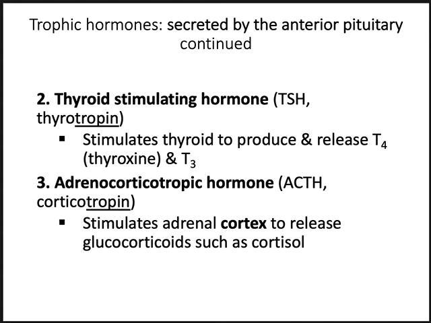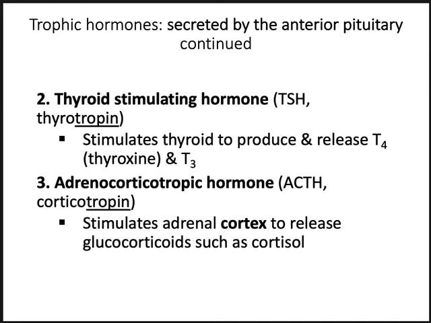Okay, trophic hormones secreted by the anterior pituitary in addition to growth hormone. There's thyroid stimulating hormone. There's adrenocorticotropic hormone. Adrenocorticotropic hormone is abbreviated ACTH, but also sometimes is shortened and just called corticotropin. Okay. And then after this, we'll still talk about FSH, LH, and prolactin. So those are the 6 hormones of the anterior pituitary that we're talking about today.